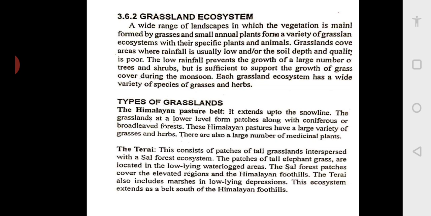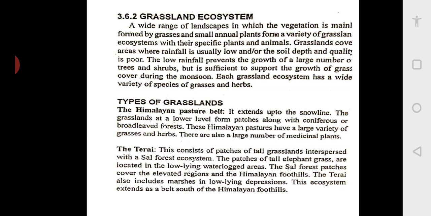The low rainfall prevents the growth of a large number of trees and shrubs, but is sufficient to support the growth of grass cover during the monsoon. Because grass does not have long roots, no? It's hardly a few centimeters. Because of less rain, that much water will not percolate down. Second thing, only the topsoil is fertile, so it will support the grass and small shrubs.